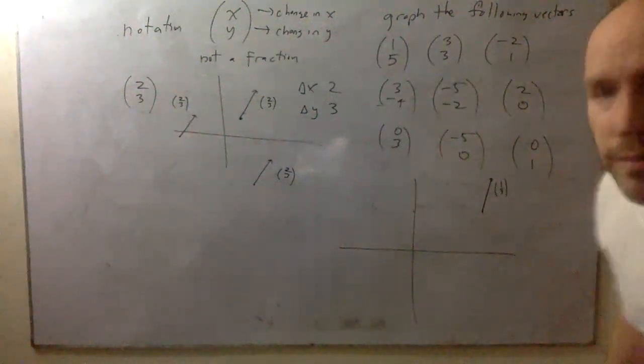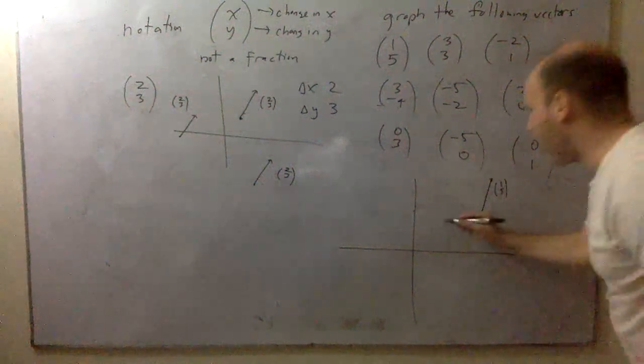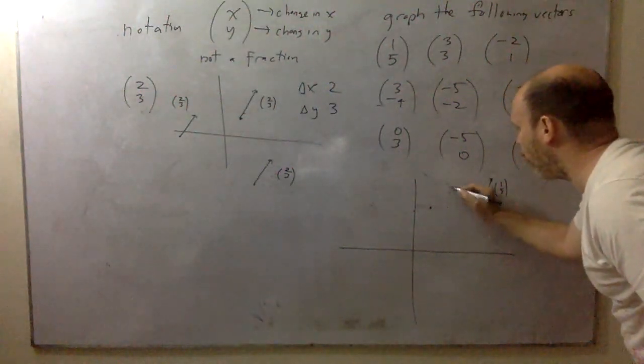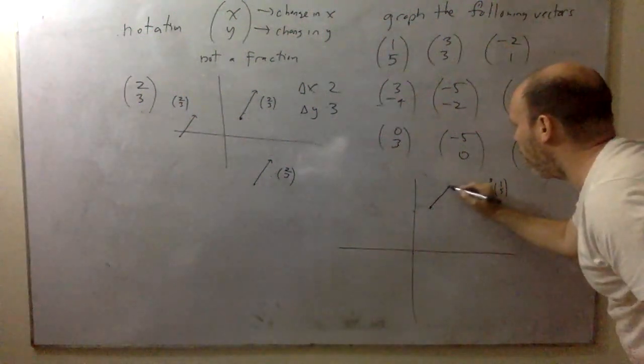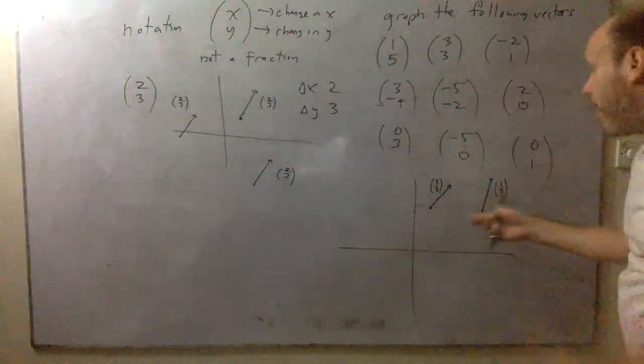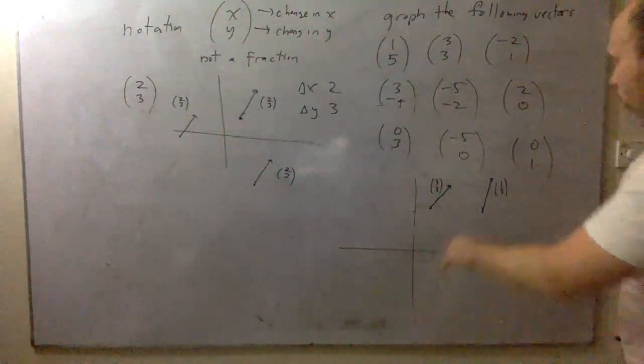What's the next vector? 3, 3. Let's start 3, 3 over here. Here's 3. 1, 2, 3. 1, 2, 3. This is the vector 3, 3. Once again, it doesn't matter where we start.